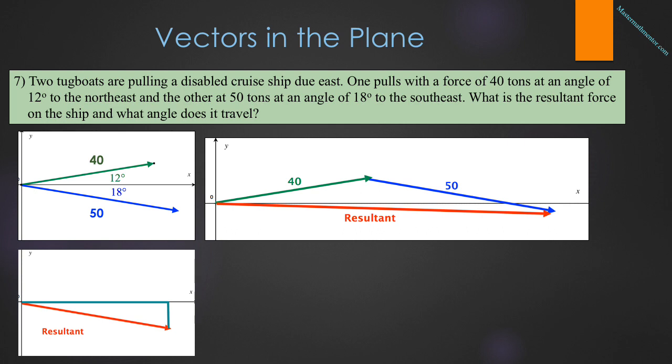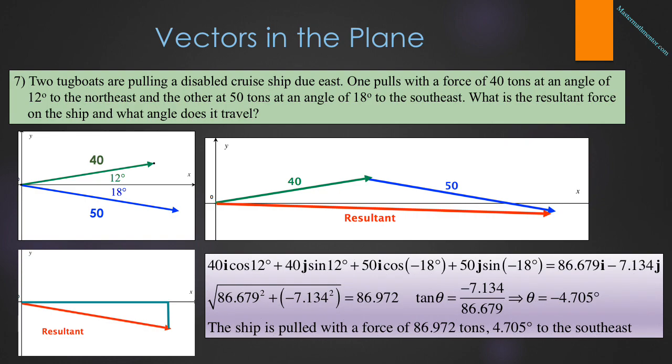Our third diagram just draws the resultant vector and the horizontal and vertical. If we can find the horizontal and vertical, we can find the length of the resultant vector and also the angle to the horizontal, which is the information that we need.